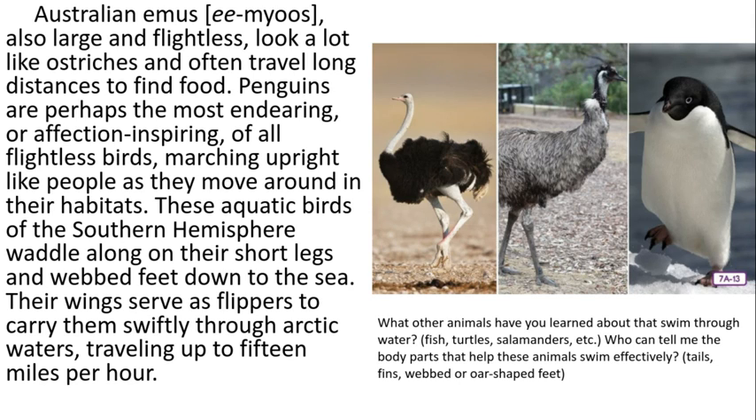What other animals have you learned about that swim through water? We've learned about fish, turtles, salamanders, crocodiles, alligators. Who can tell me the body parts that help these animals swim effectively? Well, some of them have tails, fins, webbing in their feet, oar-shaped feet, and now the penguins have their flippers.